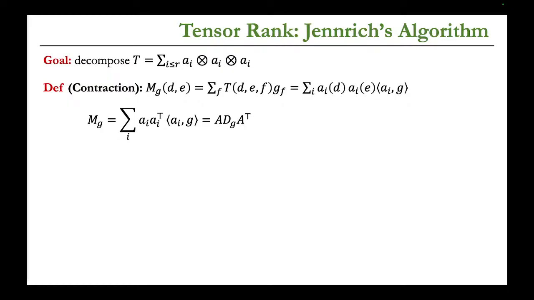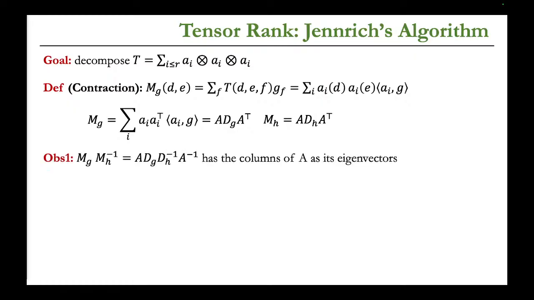Okay, good. So I'm going to think of this matrix as A D_g A transpose, where A is the matrix with a_i as columns, D_g is the diagonal matrix with the ith entry being the inner product of a_i and g, and A transpose is, of course, the transpose of A. Still okay? All right. So that's my M_g. I can compute similarly an M_h, basically the same idea, but with a different coefficient vector h. And then here is the main observation of Jennrich's algorithm. If I compute M_g times M_h inverse, we'll come back to the question of whether they exist, but let's pretend they exist for a second.